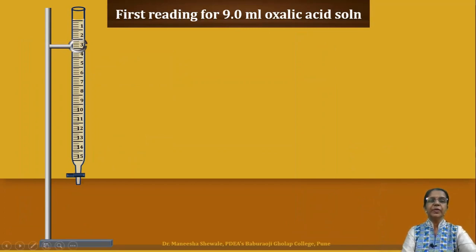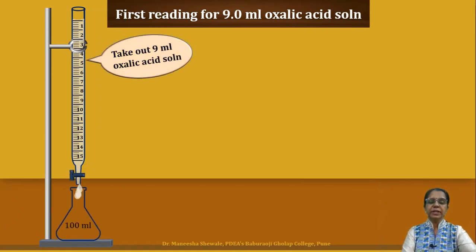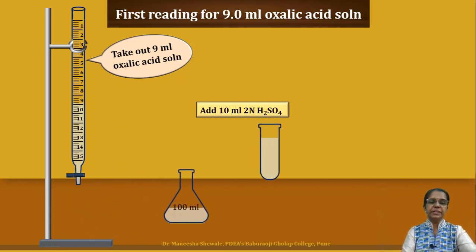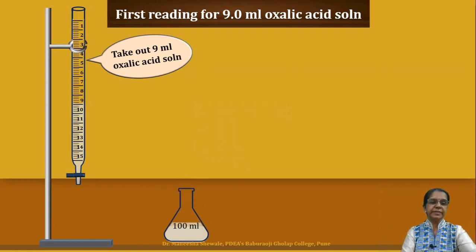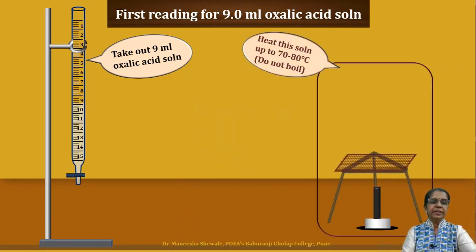For the first reading, we take out 9 ml of oxalic acid solution from the burette. This 9 ml solution is taken in a 100 ml conical flask. Then in this solution, we have to add dilute sulfuric acid. So we add about 10 ml of 2 normal sulfuric acid. This solution is then heated. So we will put on the burner and start the heating.